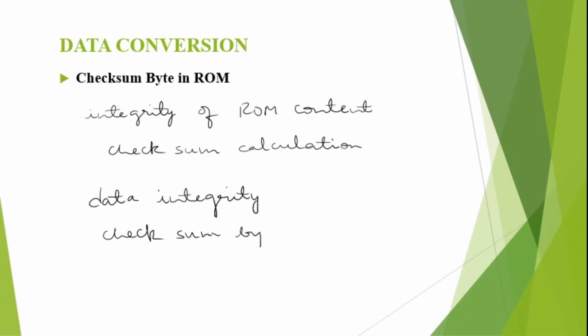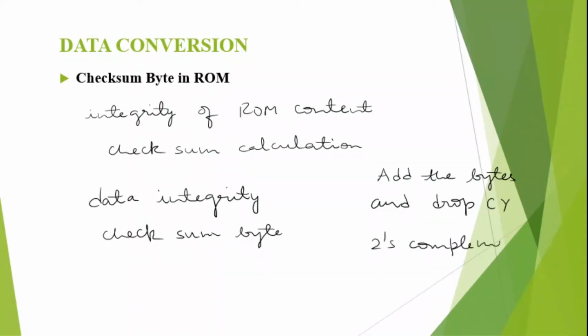So this checksum byte is an extra byte which is tagged to the end of the series of bytes of data. To calculate the checksum byte of a series of bytes of data, the following steps are to be followed. First add the bytes, and then ignore the carry, or drop the carry, and then take 2's complement of the total sum, which will be the checksum byte.